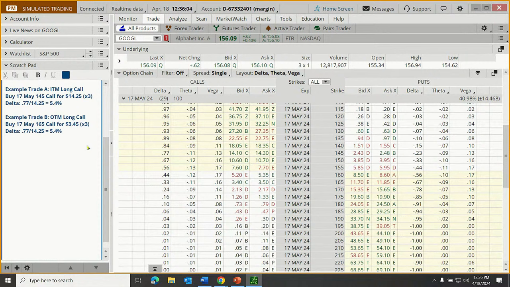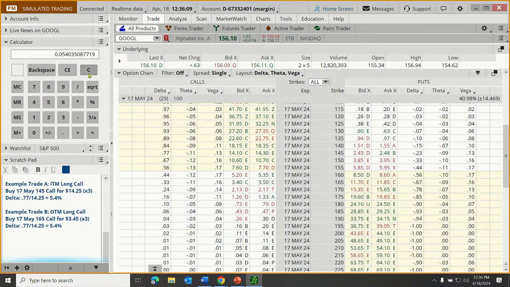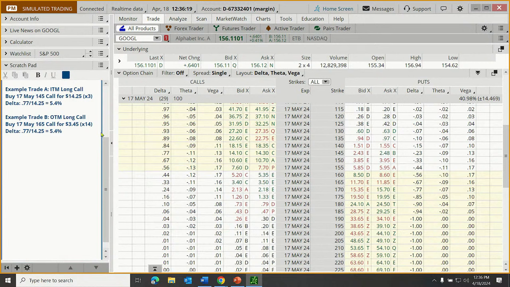All right. How many contracts could we fit into our $5,000 budget? Divide that by a $345 cost, about 14 contracts. Okay. Yeah, we can buy a lot more of these. So we're buying the contracts. If we just bought one contract and the stock goes up a dollar, how much does that trader stand to make on that $1 move? Well, they might make 33 cents.